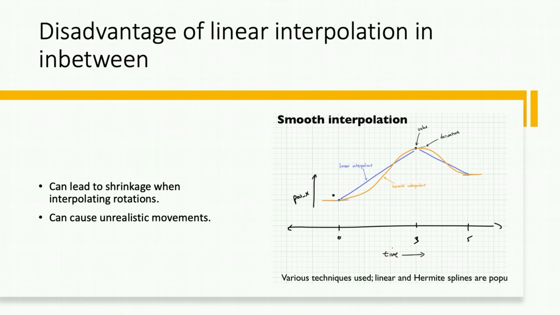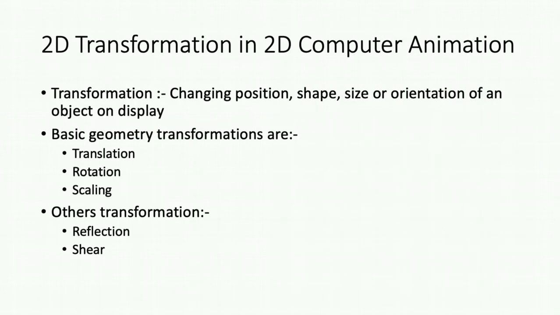This is the difference between linear interpolation, which gives the straight line here, and Hermite interpolation. You can see linear interpolation provides you with a straight line, whereas Hermite interpolation, another type of interpolation, can give you more curvy movements.